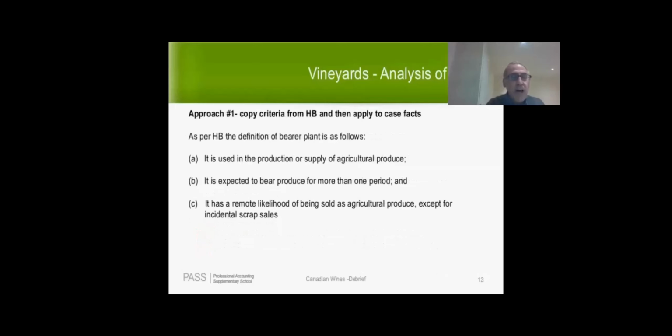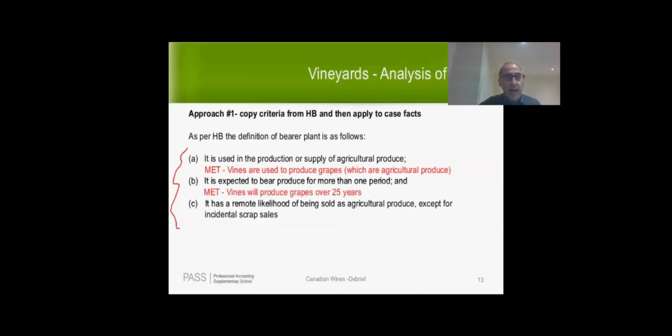In the first approach, I would simply have copied the criteria from the handbook. So all I've done here is copy the criteria, and then watch how I tie back to each criterion. For A, I would have said the criterion is met. You always want to demonstrate, is a criterion met or is it not met? I would have said it's met because the vines are used to produce grapes, right? A says that a bearer plant is used in the production or supply of agricultural produce. I would have said we've met condition A because the vines are used to produce grapes, and grapes are agricultural produce.